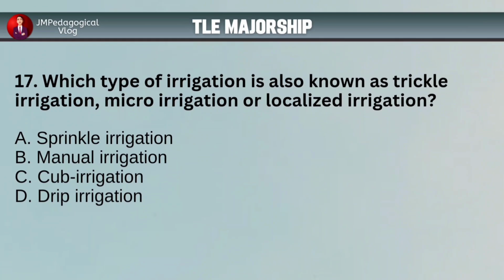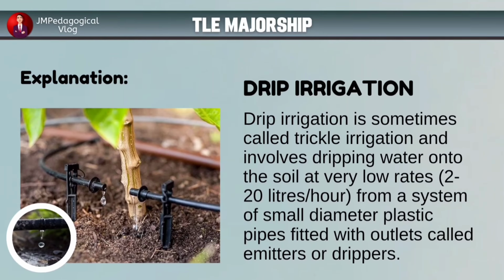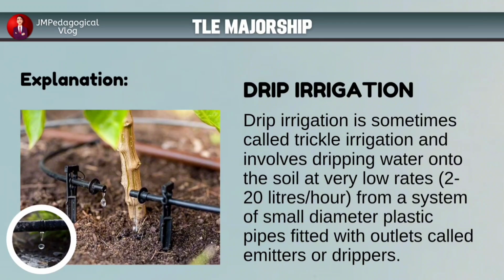17. Which type of irrigation is also known as trickle irrigation, micro-irrigation, or localized irrigation? A. Sprinkle irrigation. B. Manual irrigation. C. Cub irrigation. D. Drip irrigation. D. Drip irrigation. Explanation. Drip irrigation is sometimes called trickle irrigation and involves dripping water onto the soil at very low rates, 2 to 20 liters per hour, from a system of small diameter plastic pipes fitted with outlets called emitters or drippers.